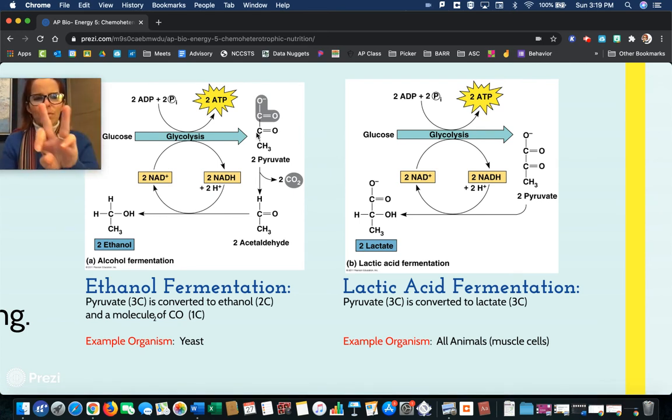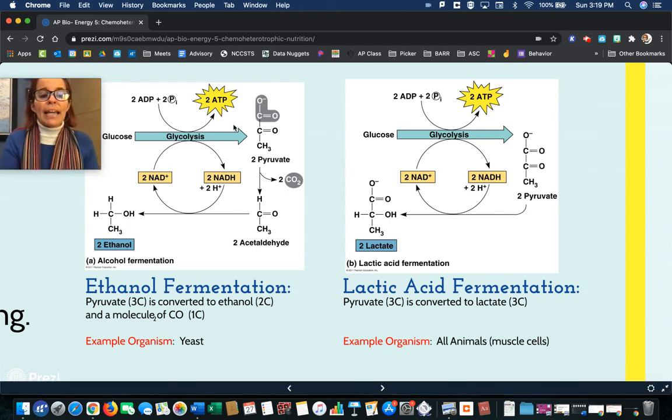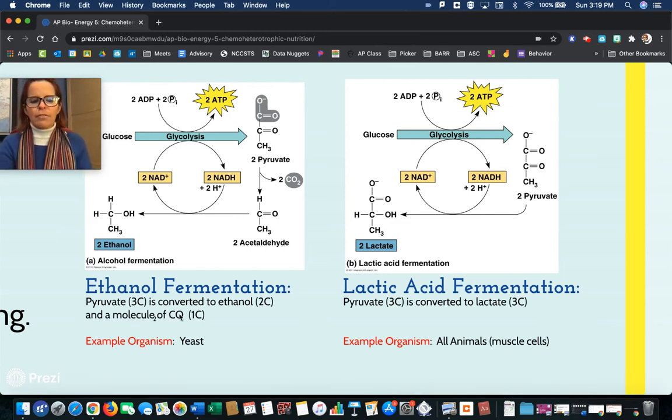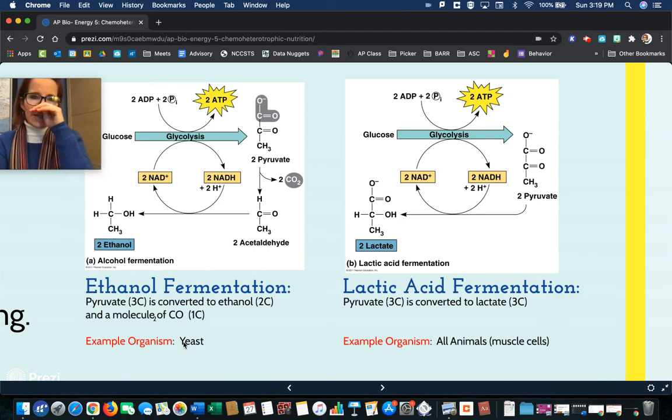So we're left with 2 carbons to make our ethanol. And there's our ethanol. So pyruvate, which has 3 carbons, is converted to ethanol, which has 2 carbons, and a molecule of, and this is screwed up, I don't know why there's a 2 down there, a 1-carbon carbon dioxide molecule. That's where your carbons have gone. And yeast is what does this process.